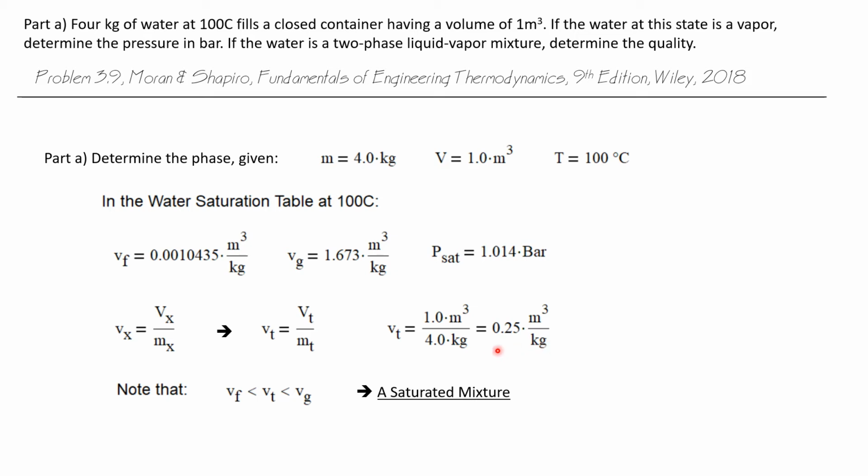Now let's compare this value to the values of v sub f and v sub g at this temperature of 100 degrees C. And we can see that our specific volume of the mixture is in between. It's more than v sub f and less than v sub g. So that confirms that this state is a saturated mixture.